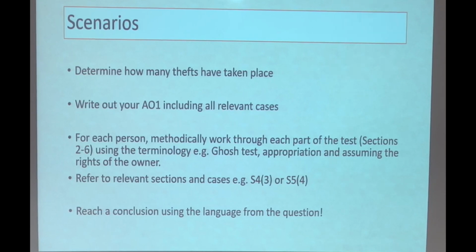So if you're talking about plants and things under property, mention section 4.3 in your AO2. If you're talking about obtaining it belonging to another, the mistake part, mention section 5.4 there. So really be clear and tie in what you're talking about to show a really good legal argument. Obviously, again, you want to reach a conclusion using the language from the question, and that's really, really important. Again, just to make it clear to the examiner that that's what you're covering and you're answering the actual question set.